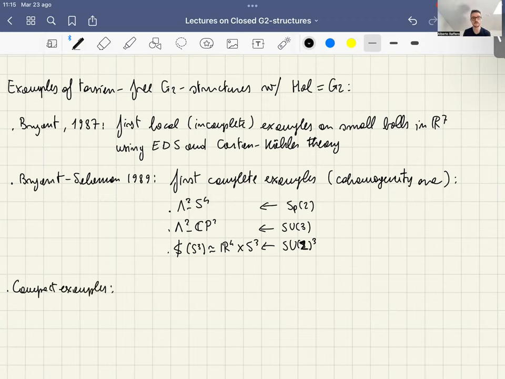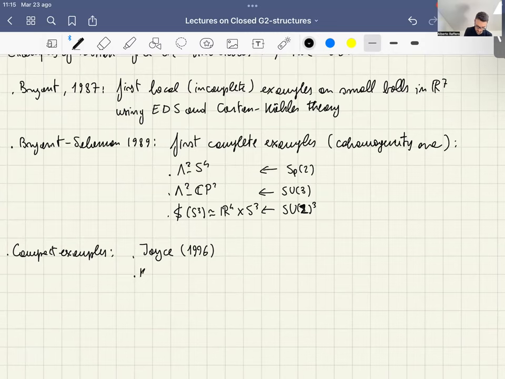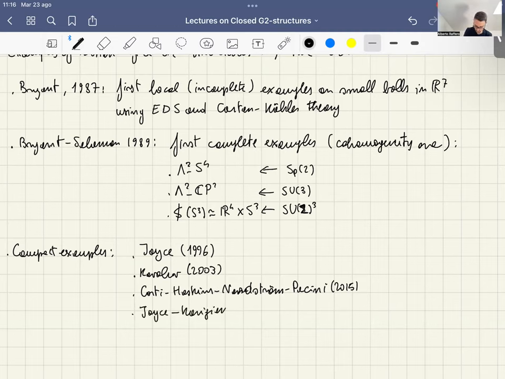Well, now we know many compact examples of irreducible G2 manifolds. The first ones were obtained by Joyce in his 1996 paper, where you can find some of the results I mentioned and quoted previously. Then after that, Kovalev, with different techniques, obtained examples of irreducible G2 manifolds. Then there is a paper by Corti, Haskins, Nordstrom, and Pacini, going back to 2015. And finally, recently, Joyce and Karigiannis obtained new examples using different techniques, but all these techniques are doing gluing constructions.